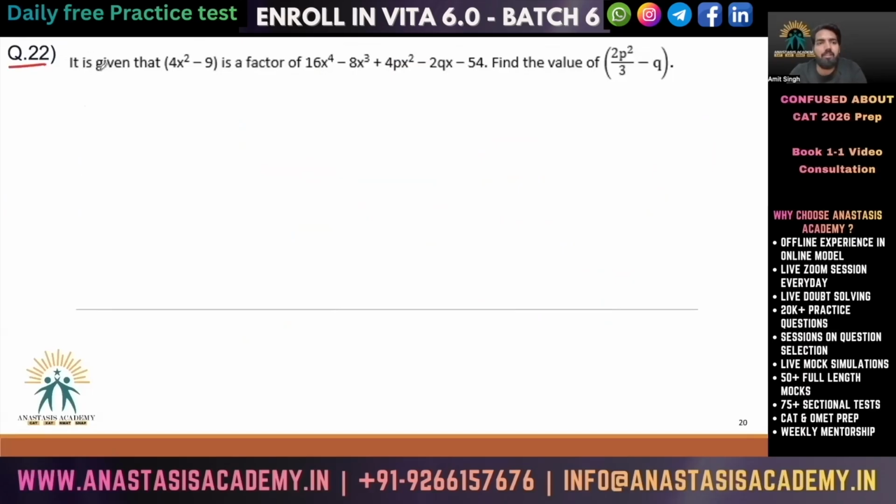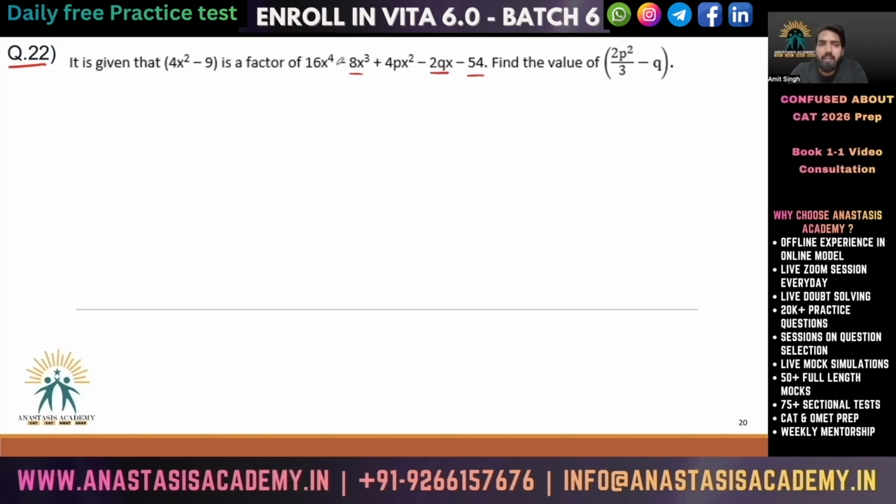Let's look at this question now. It is given that 4x² − 9 is a factor of 16x⁴ − 8x³ + 4px² − 2qx − 54. Find the value of 2p²/3 − q.